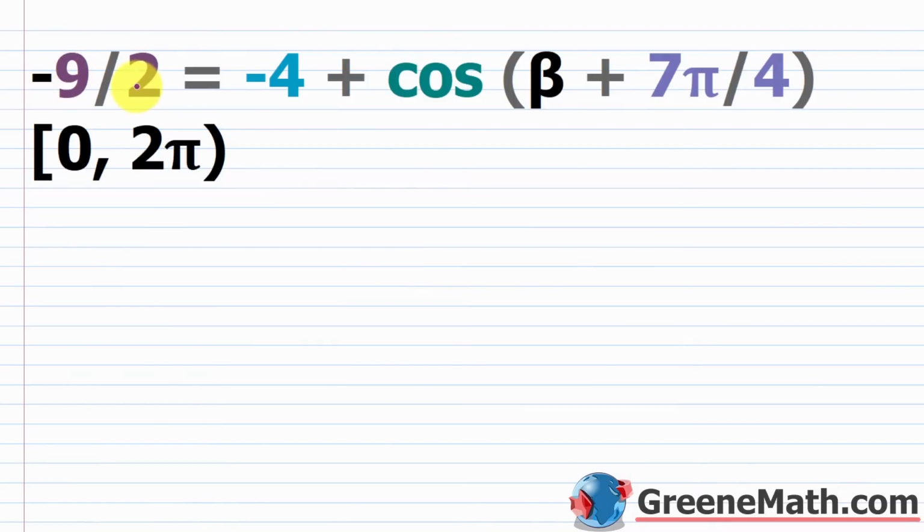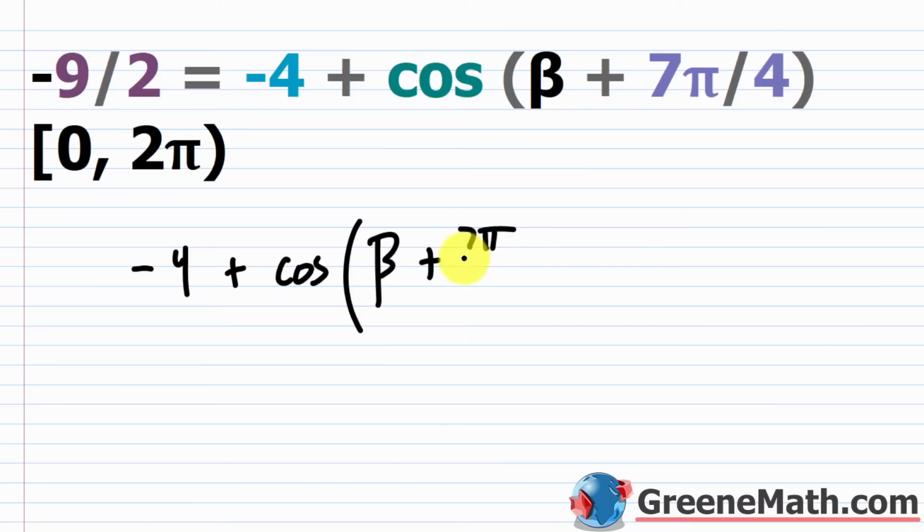So we have negative 9/2 is equal to negative 4 plus the cosine of beta plus 7 pi over 4. We're solving this over the interval from 0 to 2 pi, where 0 is included and 2 pi is excluded. So I'm going to get cosine of beta plus 7 pi over 4 by itself, with a single number on the other side. So that's the first goal. Let me write this as negative 4 plus cosine of beta plus 7 pi over 4, and this is equal to negative 9/2.